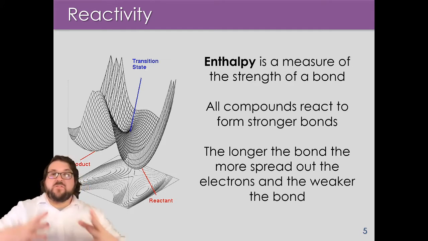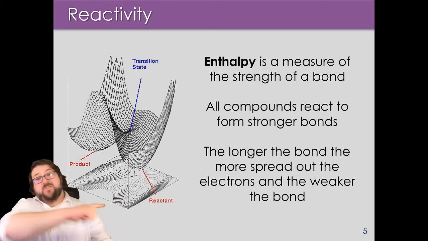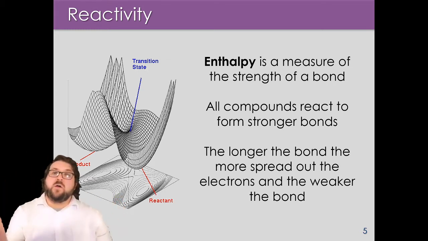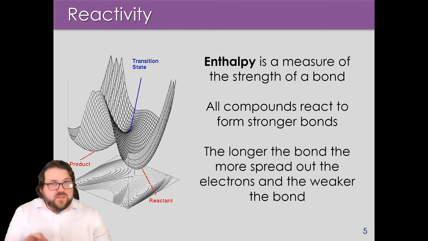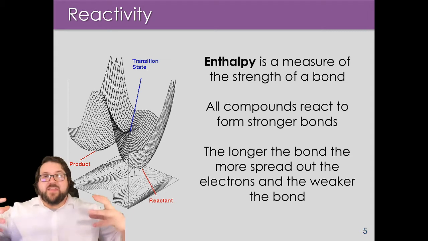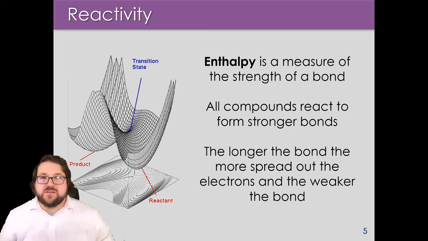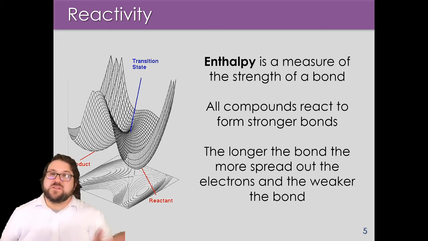Whereas if I have some very, very large atoms, then those two electrons are going to have to be spread out along a much longer distance. So for covalent compounds and single bonds, the longer the bond, the more spread out the electrons are, and so the less strongly they attract those two nuclei. The longer the bond, the weaker the bond, and the shorter the bond, the stronger the bond.